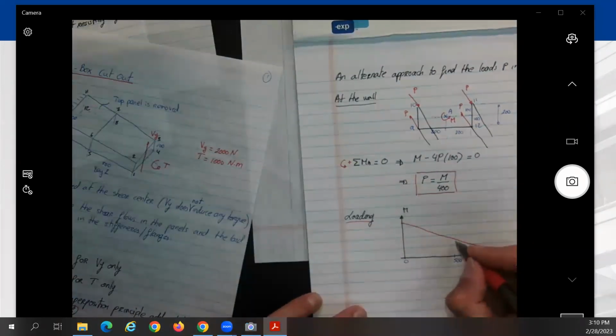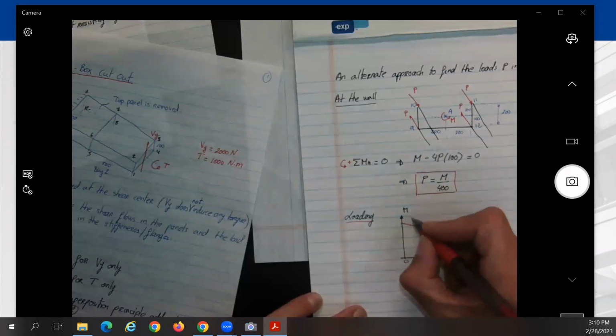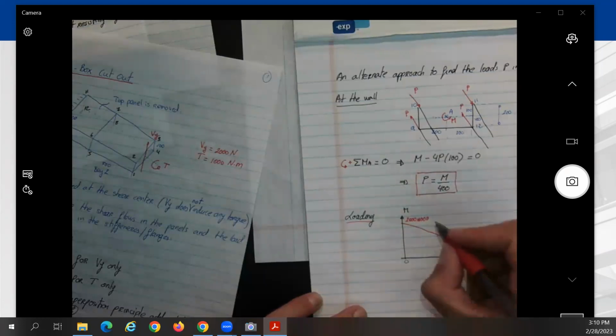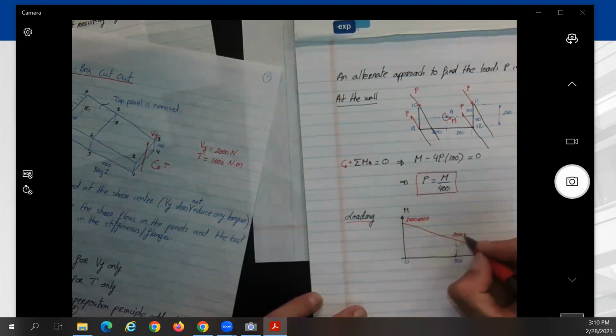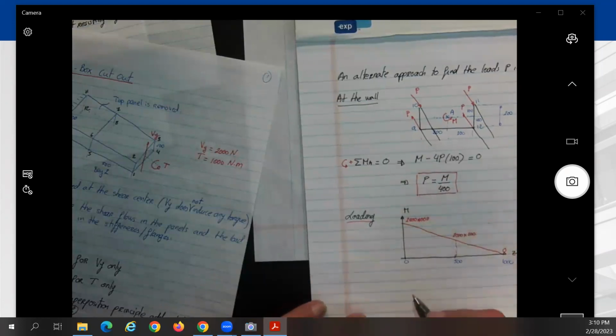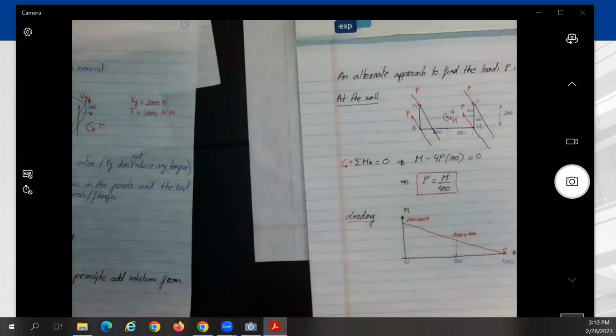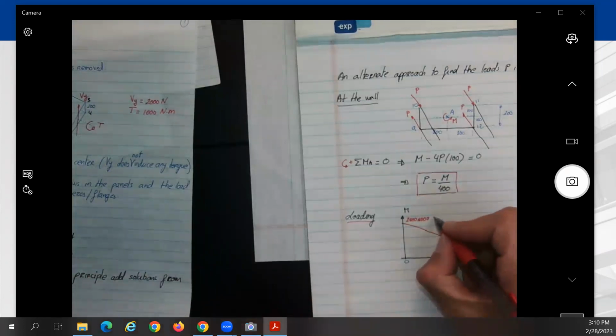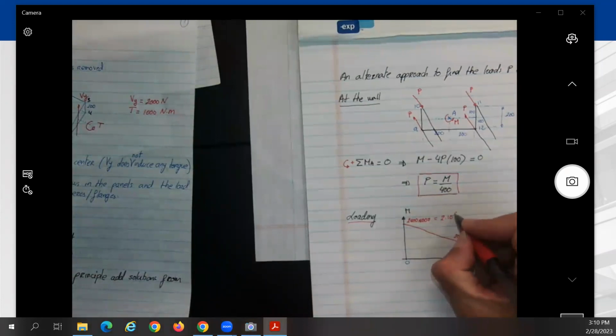Okay. So basically we can say we'll go from here we have 0. Here we're going to have what? 2000 times 1000. Here would be what? 2000 times 500. Okay, so this would be what? 2 times 10 to the 6.